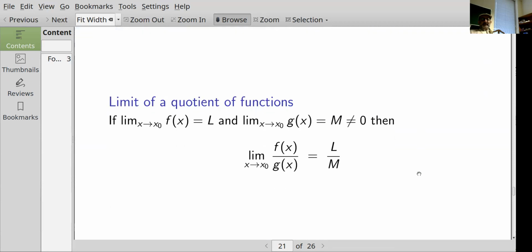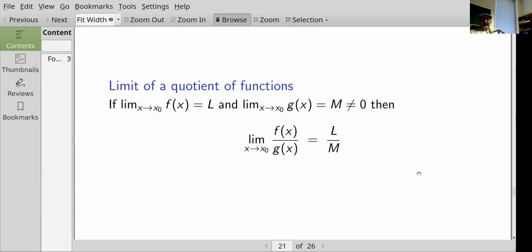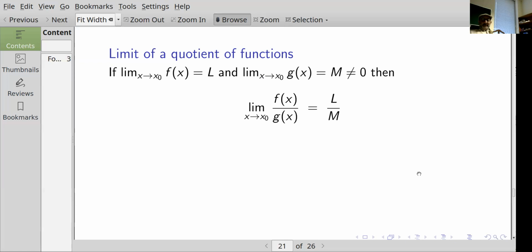Okay, limit of a quotient of functions. Now the thing is that I don't have to do a lot of work for this one, because I've already done the heavy lifting in the proofs that I had before. Right, so let me remind you of this rule. If the limit as x goes to x naught of f of x is L, and the limit as x goes to x naught of g of x is m, and m is not equal to 0, then the limit as x goes to x naught of the quotient f over g at x is equal to L over m. The limit of the quotient is equal to the quotient of the limits, provided that the individual limits exist and the denominator m is not equal to 0.